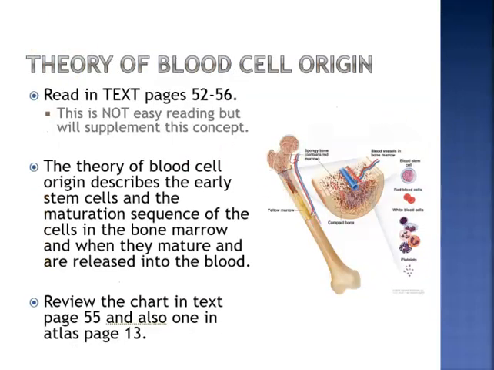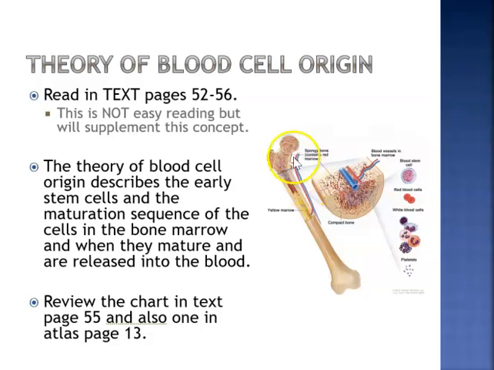We're going to learn about the theory of blood cell origin next. This is a theory where the blood cell origin is described as an early stem cell, and there's a maturation sequence that happens within the bone marrow. And once the cells mature in the bone marrow, then those blood cells are released into the blood. And we're going to talk about it a little bit more in detail on the next slide.